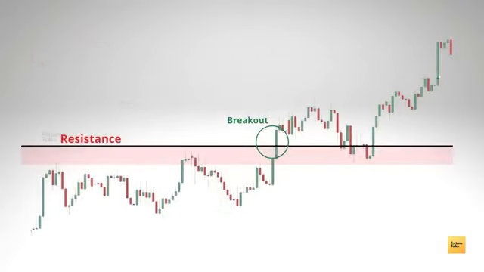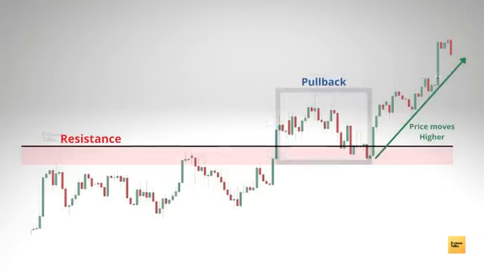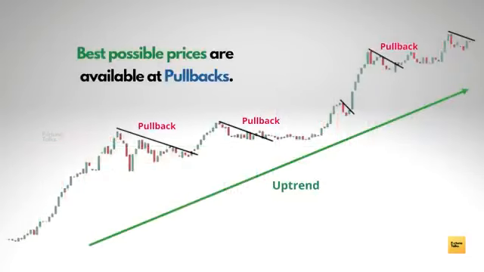For example, the price breaks out of the resistance level with a strong candle and then it retraces, or pulls back, or tests the resistance level and then moves up higher. Another example would be if the market is trending higher. You are always looking to buy the dip, or to buy the retracement, or to buy the pullback so as to buy at the least possible price.